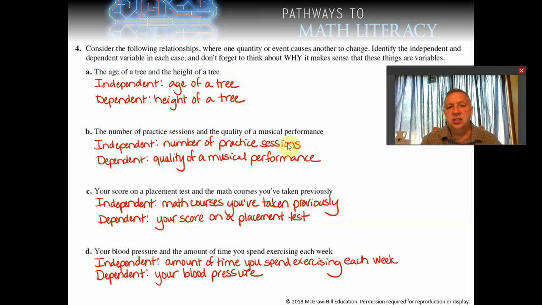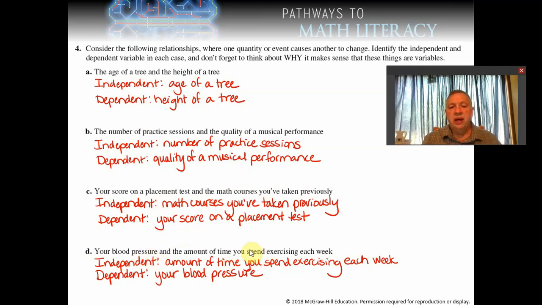The number of practice sessions and the quality of a musical performance. Independent is the number of practice sessions. You don't get to do a good performance first and then say, okay, well, if I do a good one, then later on I'm going to do the practice sessions afterwards. So this comes first, then that good musical performance. Your score on a placement test and the math courses you've taken previously. So again, this is one of those things previously. If you've taken a number of math courses, you would probably do better on a placement test. So the independent is the math courses you've taken. So it's kind of the preview time and then the test.